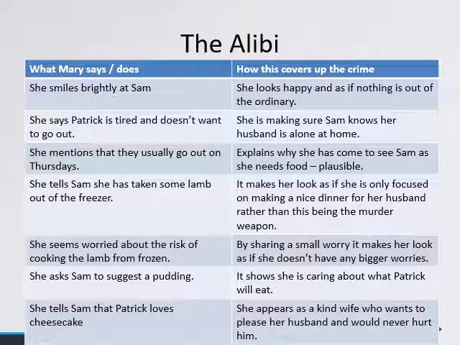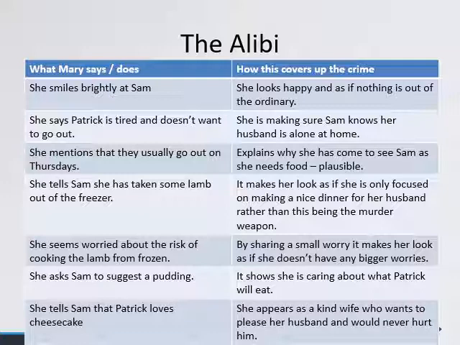She tells Sam she's taken some lamb out of the freezer. This makes her look as if she's really only focused on making a nice dinner for her husband. However, we know ourselves that the lamb is actually the murder weapon. She seems worried about the risk of cooking the lamb from frozen. This is quite clever. She's sharing a small worry with somebody, and this actually makes her look as if she couldn't possibly have any bigger worries than worrying about whether a lamb's going to cook properly.